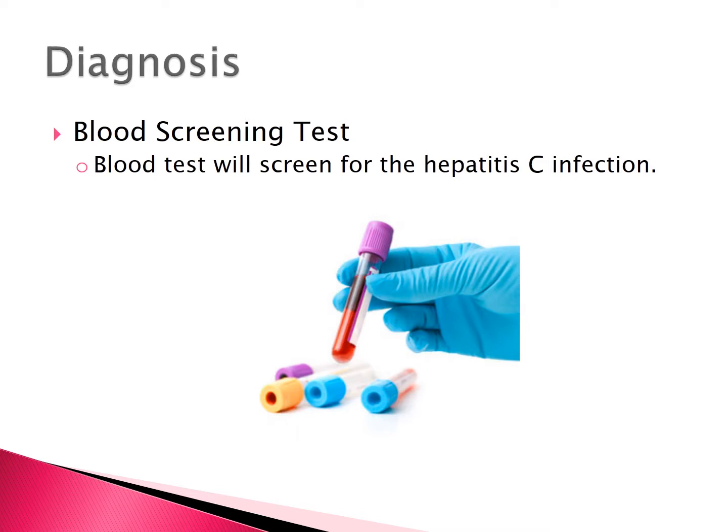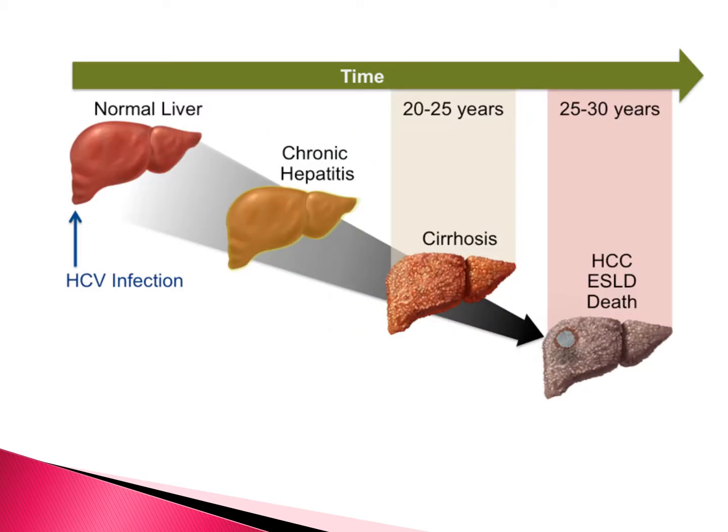If the test comes back that the patient is positive for having hepatitis C, then they will need to do additional blood tests. They will also test the patient for liver damage. Here is a picture of a liver that has been infected with the hepatitis C virus. The first one is of a normal liver that has just been infected with the virus.